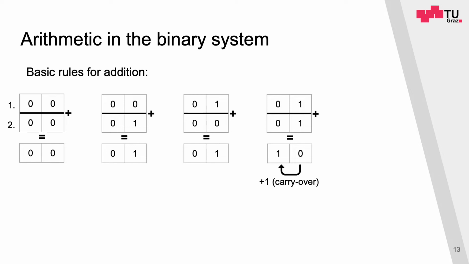And then we need to add this 1 at the next position. Therefore, we get the result 1, 0. Alright? So this is then equal to the binary number 2.